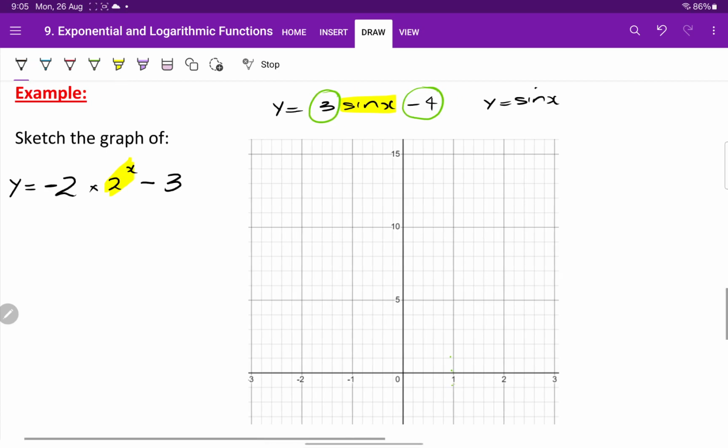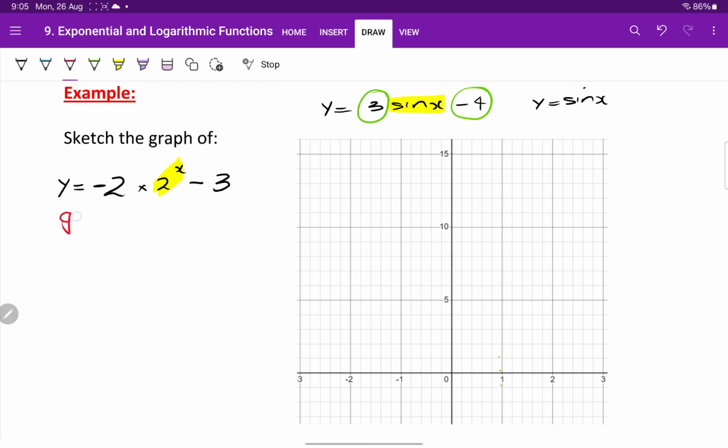So the first thing I'm going to do is graph my control y equals 2 to the x. Okay, so let's do that. Y equals 2 to the x. 2 to the power 0 is 1, when x equals 1, 2 to the power 1 is 2, 2 to the power 2 is 4, 2 to the power 3 is 8. There we go. 2 to the power of negative 1, half. There we go. So plot a few points there, and there is our control graph, y equals 2 to the power x. Okay, now let's look at our transformations.